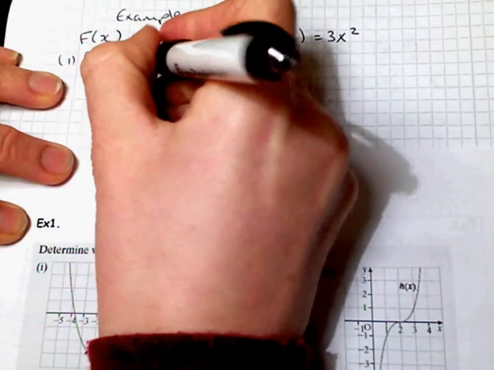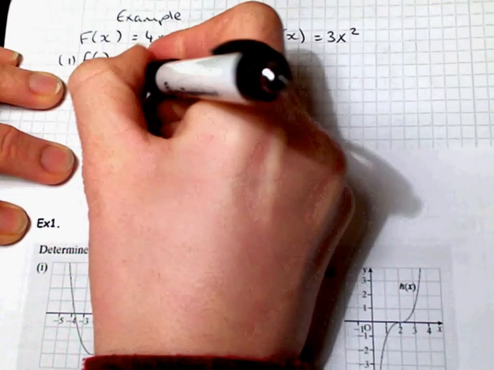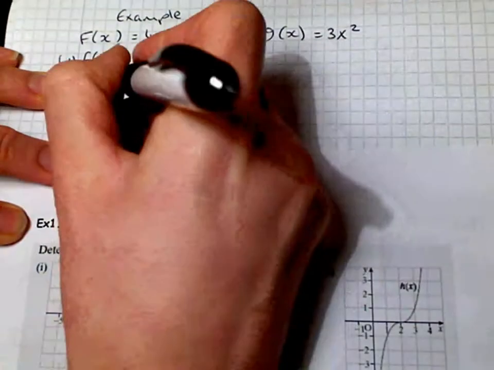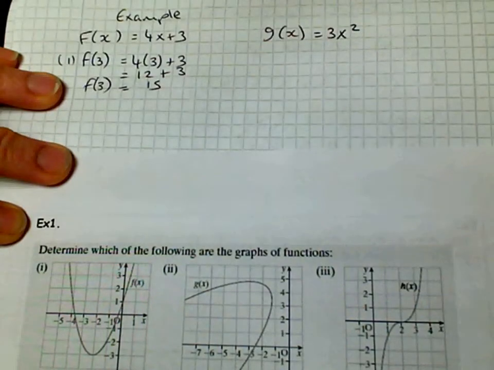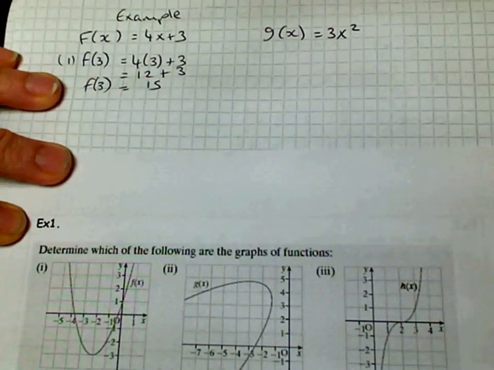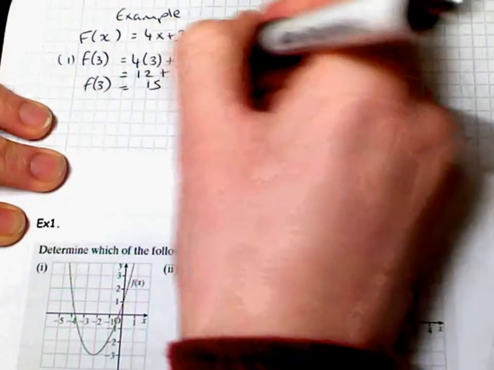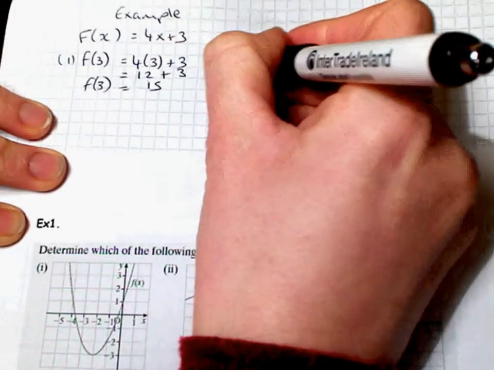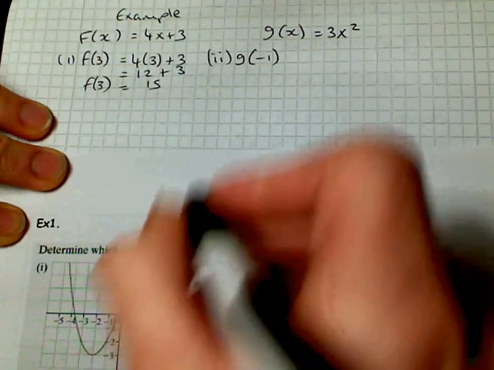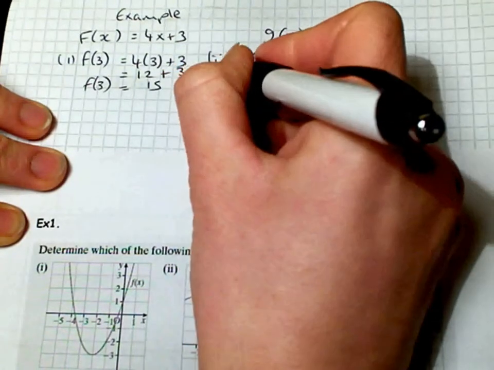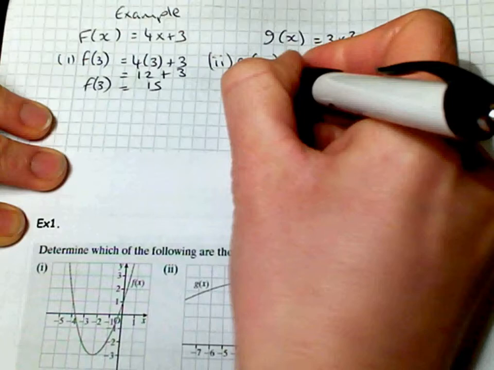Okay, so everywhere you see x, you replace it with 3. So it's 4 by 3 plus 3. So it's 12 plus 3, which gives us an answer of 15. So f of 3 is equal to 15. In part 2, you're asked to evaluate g of minus 1. Okay, so you take the g of x function, and everywhere you see x, you replace it by minus 1.